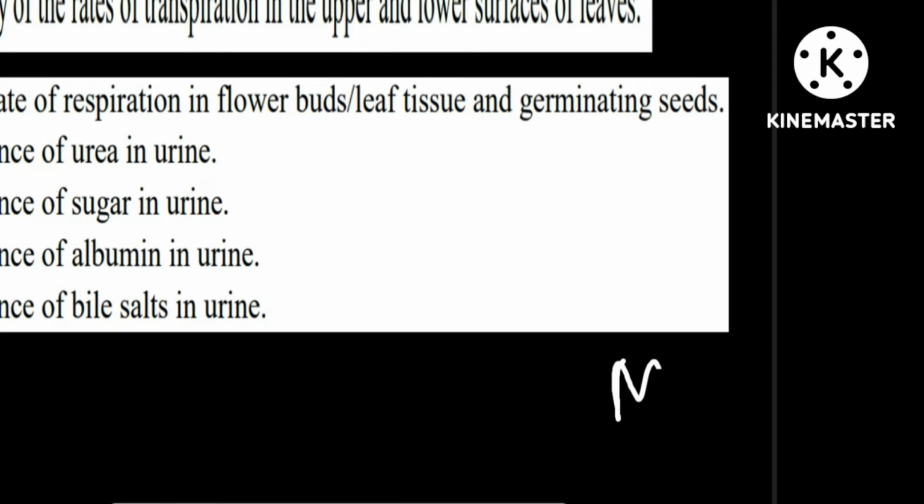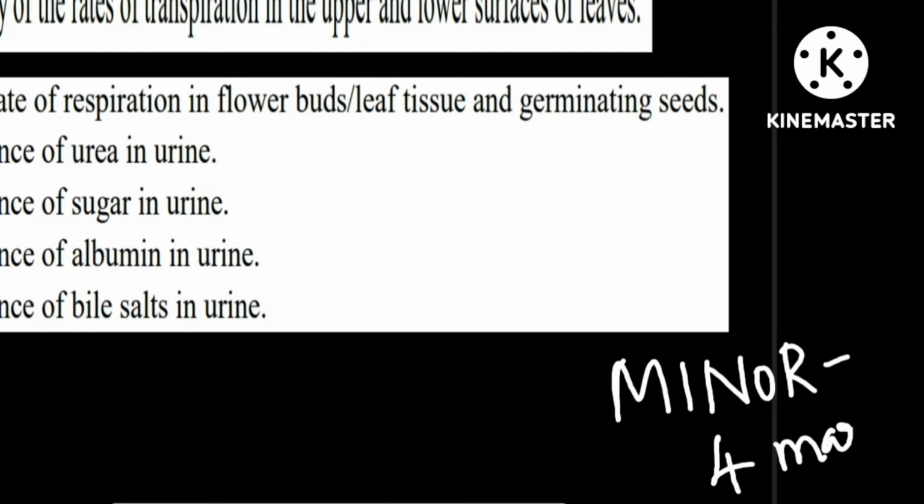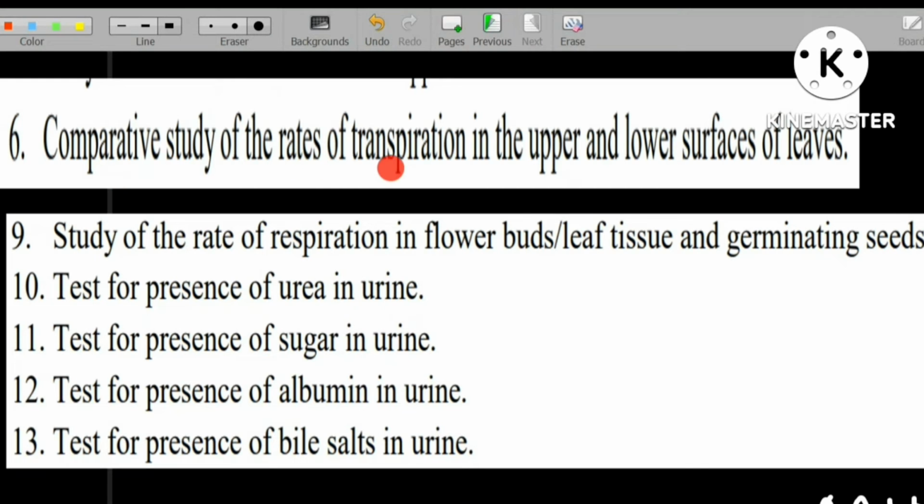So these are the experiments that can come as minor experiment. That's for 4 marks. This one is comparative study of the rates of transpiration in the upper and lower surfaces of leaves. Study the rate of respiration in flower buds, leaf tissue and germinating seeds. Test for the presence of urea in urine. Test for presence of sugar in urine. Test for presence of albumin in urine. And test for presence of bile salts in urine. So these will constitute the minor experiments. So any one of them will be given and 4 marks.